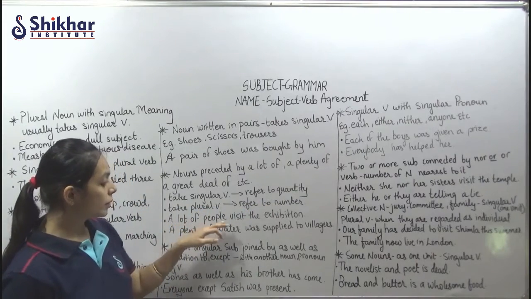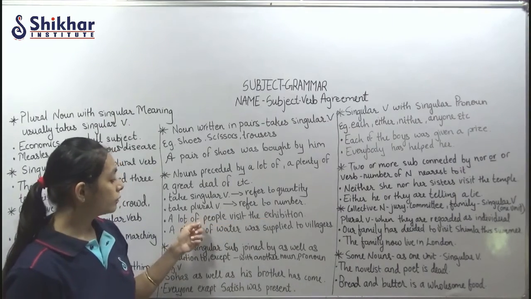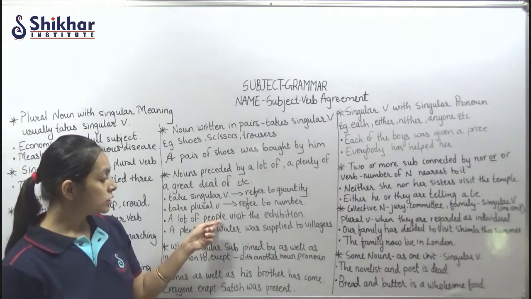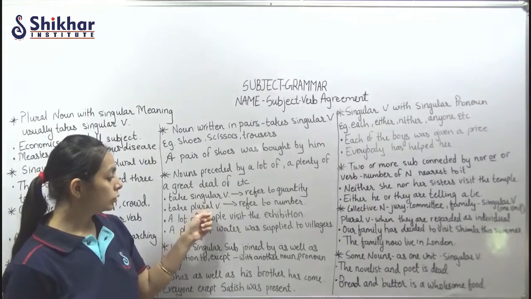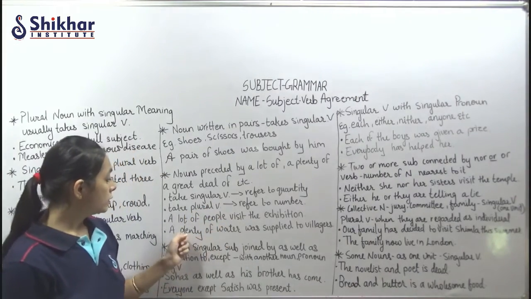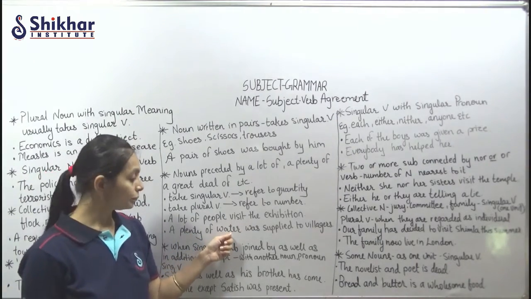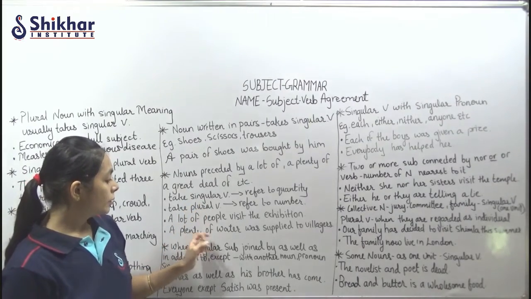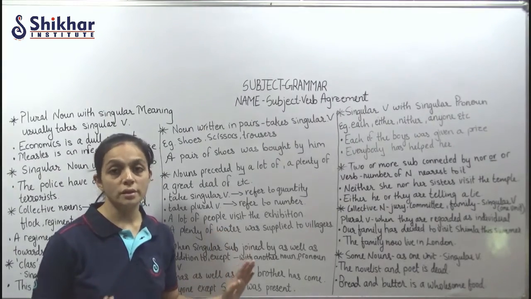See, a lot of people visit the exhibition. A lot of people. So many people, right? So which is countable. We are referring to number. So plural verb we have taken: visit. Understood? And a plenty of water. So here we are showing the quantity. So we are using the singular verb. Plenty of water was supplied. We will not say "a plenty of water was supplied."